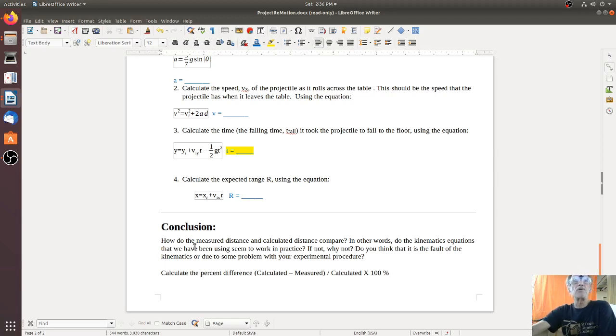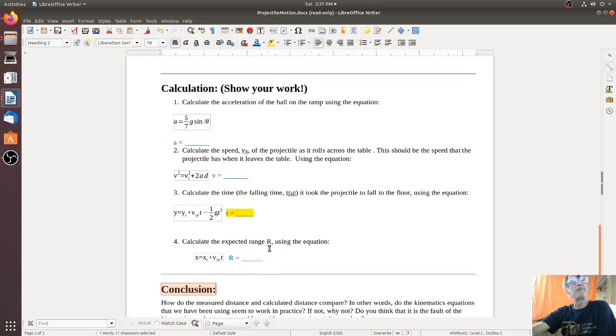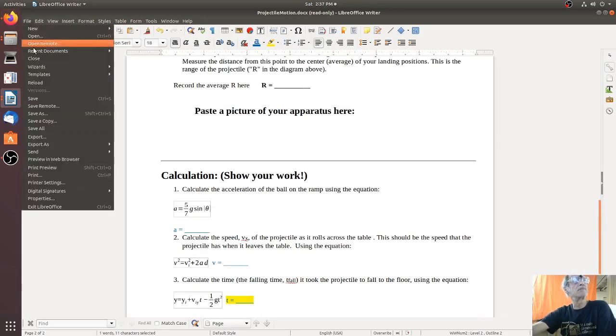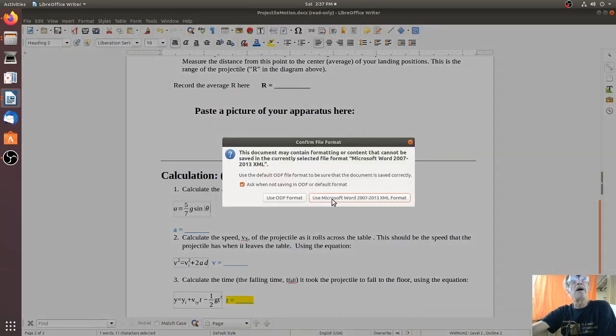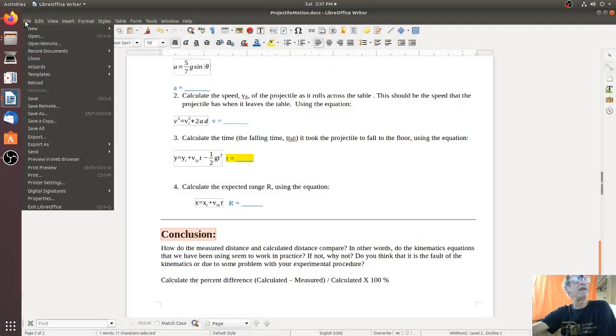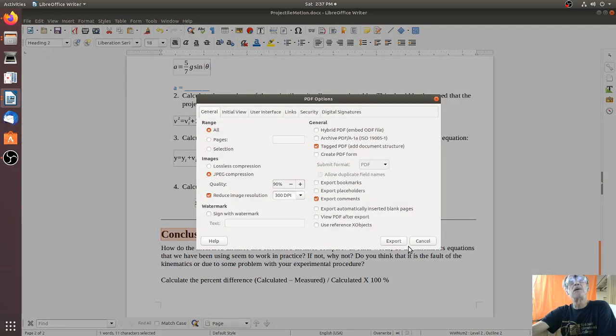so don't get too stressed out about this conclusion, and don't make it too long. Too long is worse than too short. A couple sentences. You don't have to spend a lot of time on that. Okay, then what? Then I save it on my computer in case I want to go back and make any changes to this. And then I convert it to PDF. On this, export as PDF. Export.